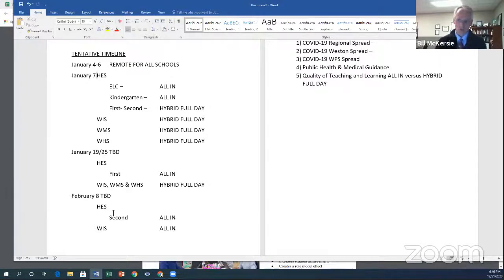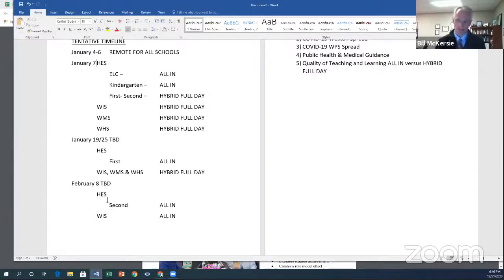I've put a placeholder here now for February 8th. That's 2 weeks after the 25th, where we would do what we could. We'd be looking very carefully at whether we can get Hurlbut second grade all in, and whether we can get WIS all in in that time frame.